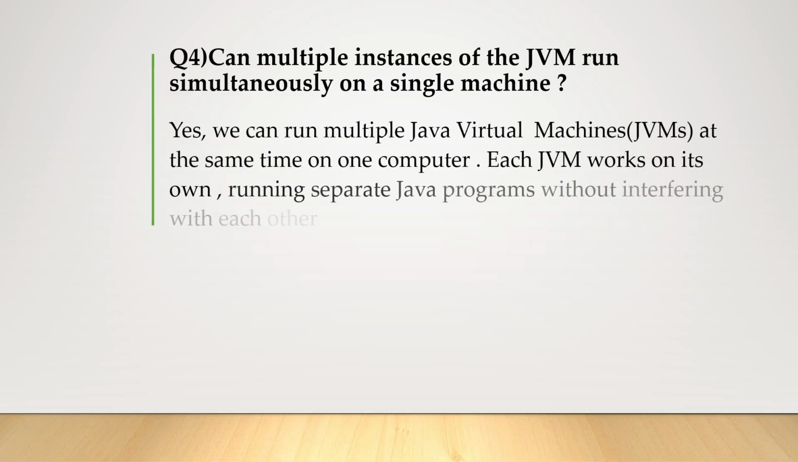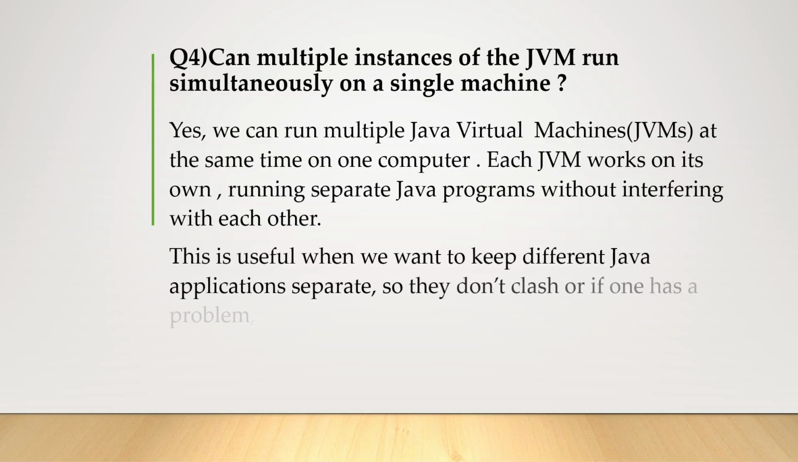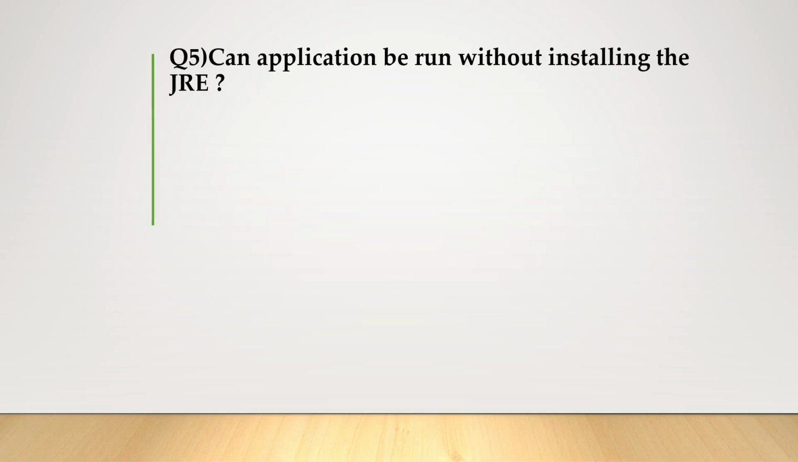Fourth question is can multiple instances of the JVM run simultaneously on a single machine? Answer is yes. We can run multiple Java virtual machines at the same time on one computer. Each JVM works on its own, running separate Java programs without interfering with each other. This is useful when we want to keep different Java applications separate so that they don't clash, or if one has a problem then it doesn't affect the other.